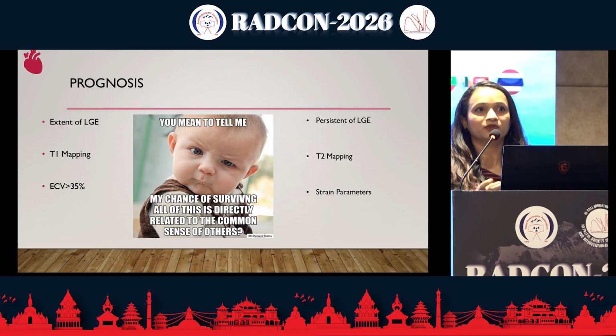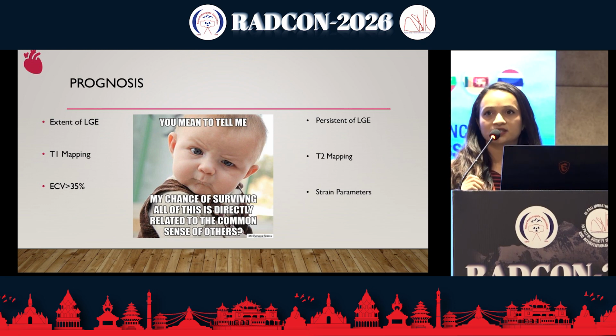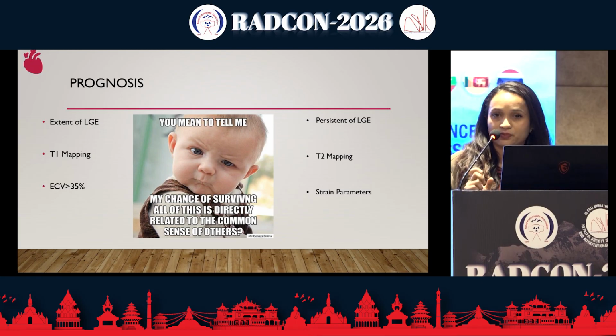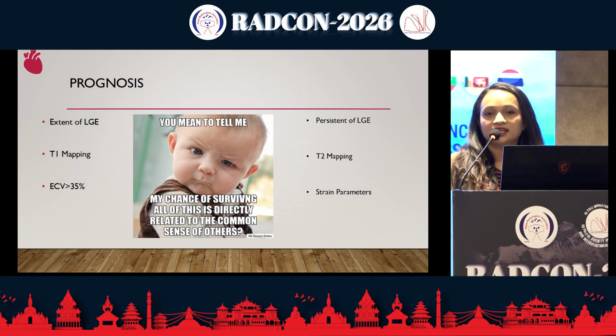If we keep the patient on follow-up at a 3-month interval, and the patient still has persistent late gadolinium enhancement, or there is an increase in percentage, or there is stable late gadolinium enhancement, then it is a case of worse prognosis.